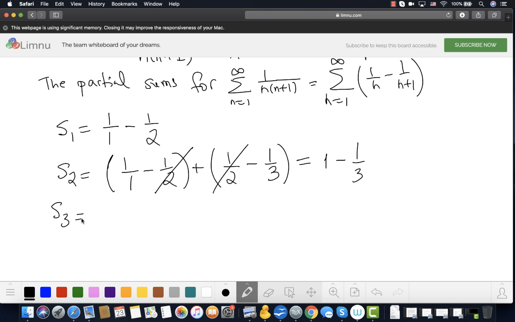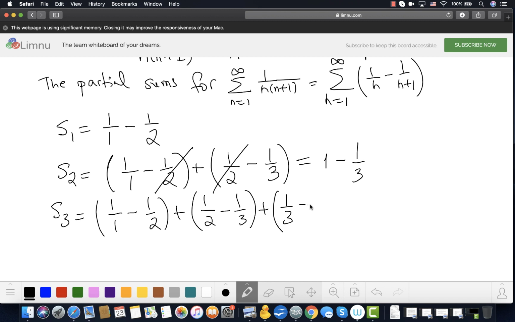So let's look at S3. Now I have to add up the first 3 terms. The first 2 terms I've already computed above, and my term corresponding to n equals 3 is what I get when I plug n equals 3 into this formula. So I just get 1/3 minus 1/4. So 1/2 gets canceled, 1/3 gets canceled. Notice that there's a negative 1/2 plus 1/2, negative 1/3 plus 1/3. They get canceled, and so you just get 1. Remember, this 1 survives, and then minus 1/4 survives. Okay, seems like we're getting a nice pattern.